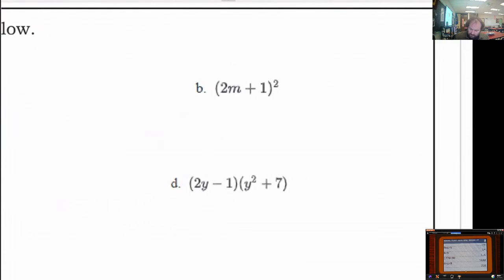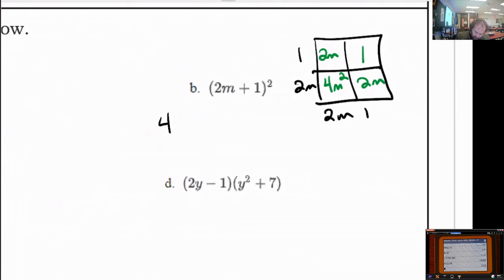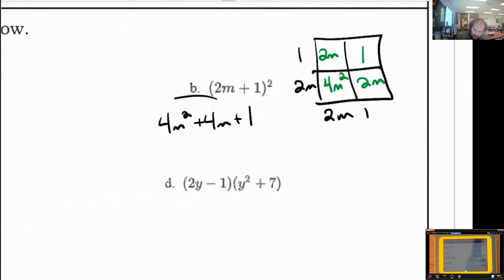For question B, this is kind of the same thing. Always think about this like a generic rectangle problem. It's 2m and 1, 2m and 1. And we're multiplying. So 2m times 2m is 4m squared. 1 times 1 is 1. But then you get 2m times 1 and 2m times 1. So there you go. And this gives us 4m squared plus 4m plus 1. It's the 4m in the middle that people get thrown off by.